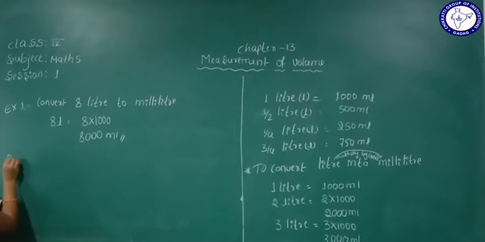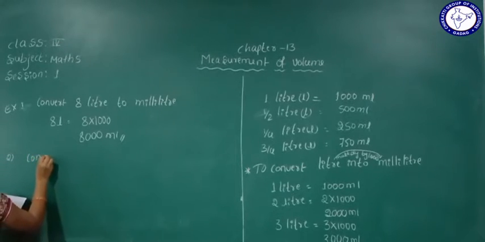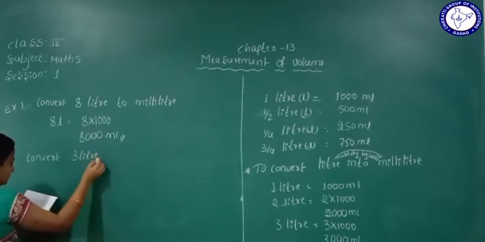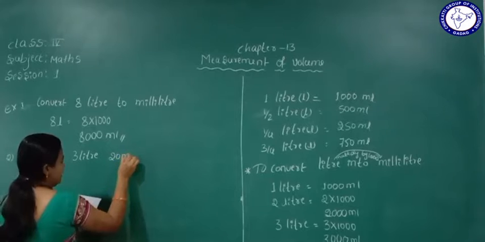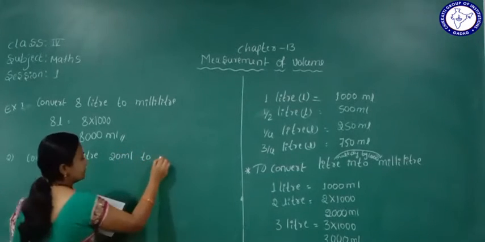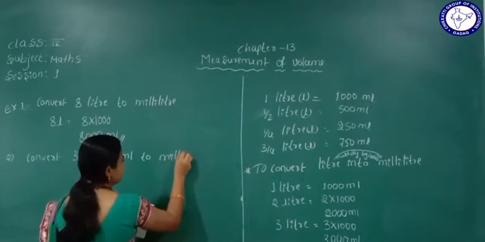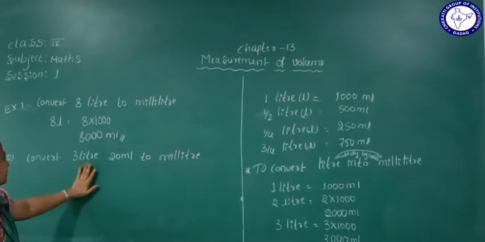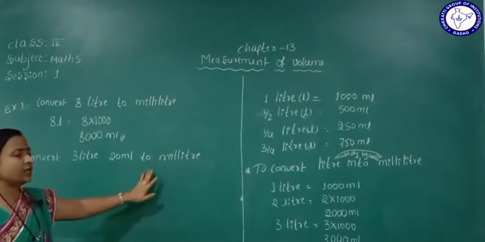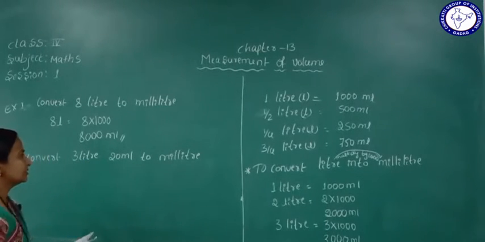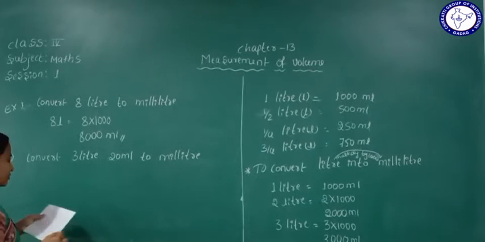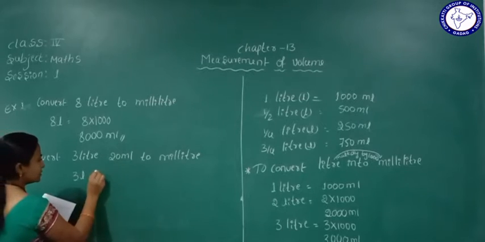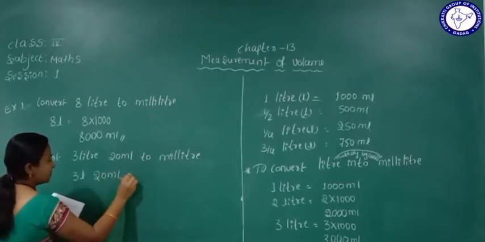In the same way, we'll see another example. Convert 3 liters 20 ml to milliliters. So they have given here 3 liters 20 ml to convert into milliliters. What will we do here? We will take 3 liters first, and 20 ml we'll write here.